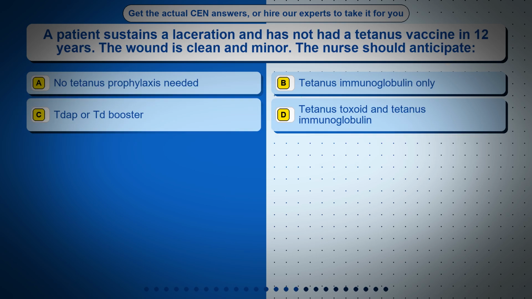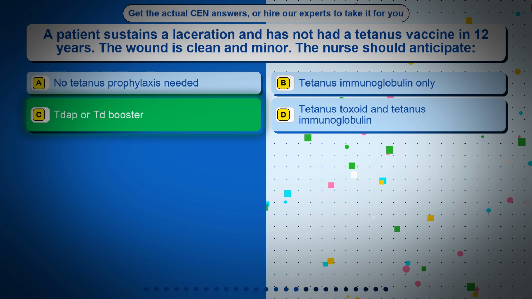Question 16. A patient sustains a laceration and has not had a tetanus vaccine in 12 years. The wound is clean and minor. The nurse should anticipate: Option A, no tetanus prophylaxis needed. Option B, tetanus immunoglobulin only. Option C, Tdap or Td booster. Option D, tetanus toxoid and tetanus immunoglobulin. The correct answer is option C.